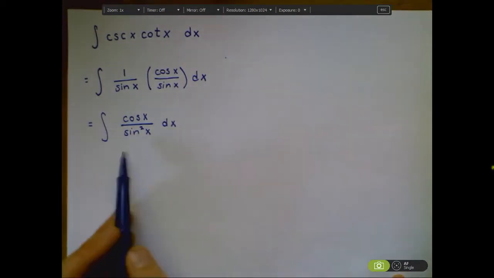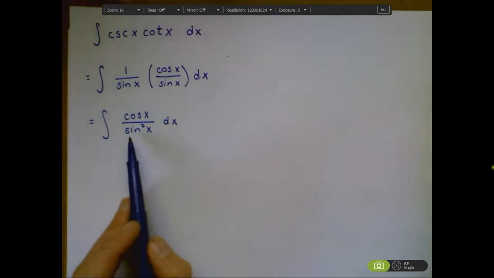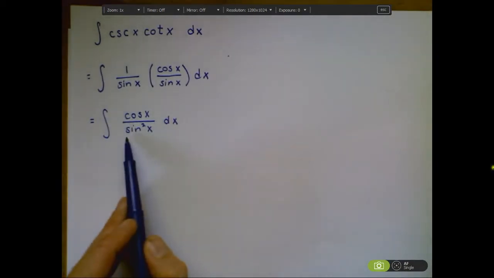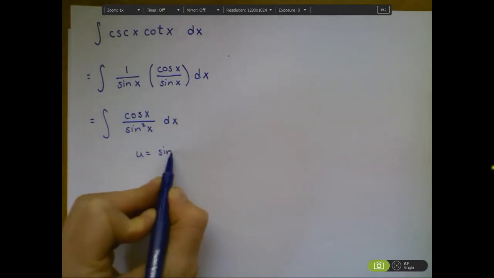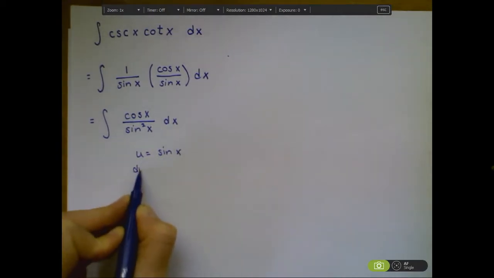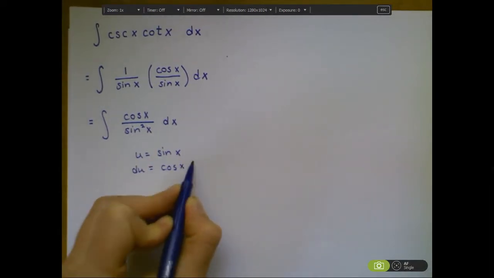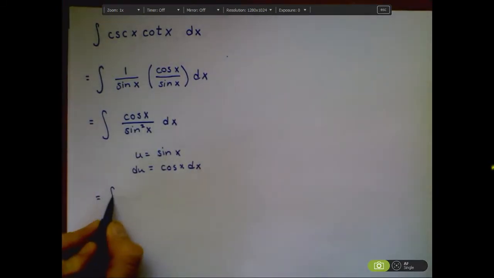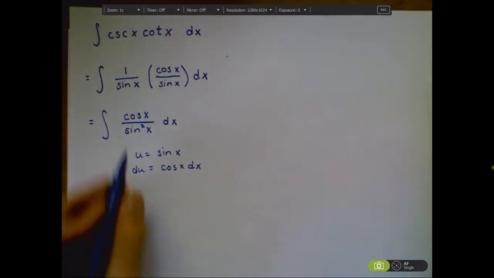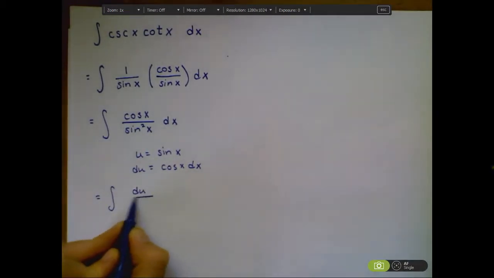And looking at this, now I think we can go back to our chapter on trig substitutions, but this is a pretty straightforward u substitution. If I were to let u equal sine of x, then du is hiding right there. It's the cosine x dx. And I can convert this whole big messy thing as just the integral of the cosine x dx becoming my du, and on the denominator, I get a u squared.